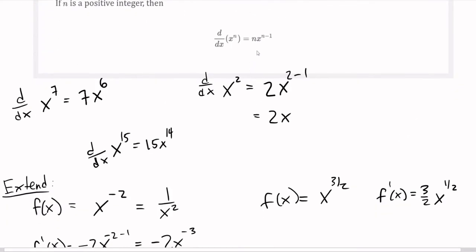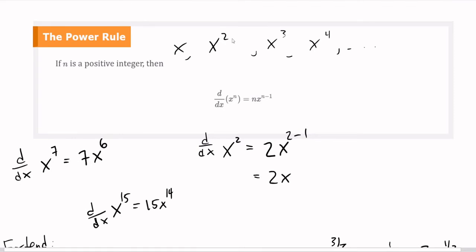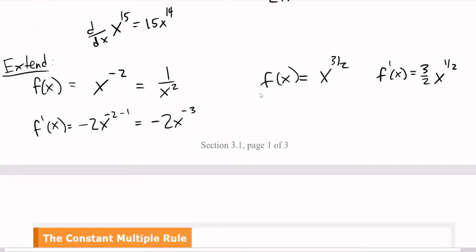Power rule. If you have x to a power, it doesn't matter what the power is, x to a power, you drop down the power, multiply in front, subtract 1, you're all done. We're going to come back to this one in another rule or two.